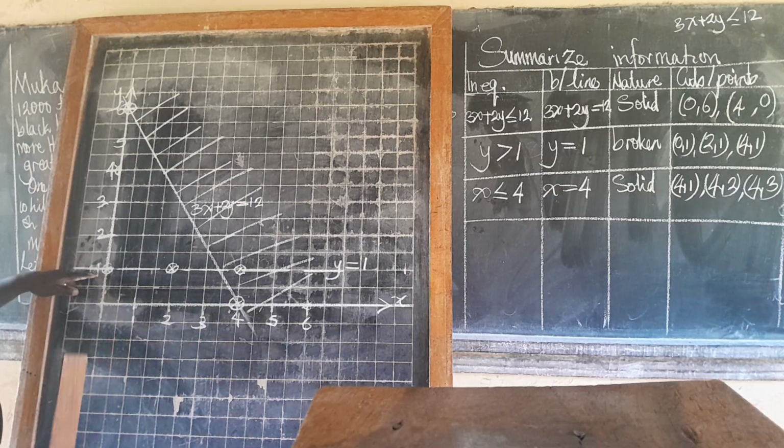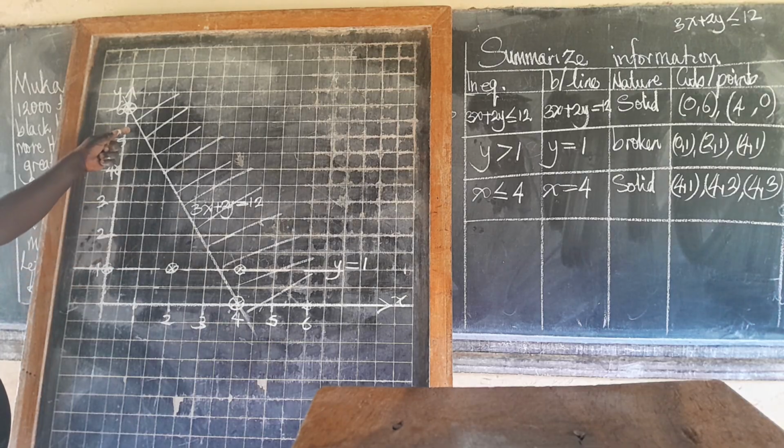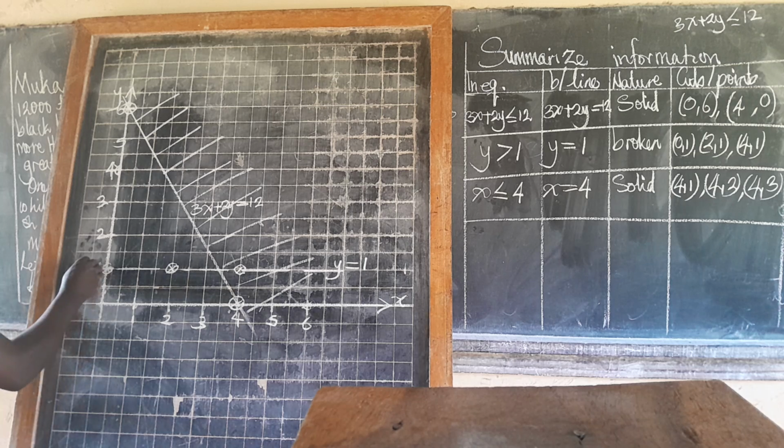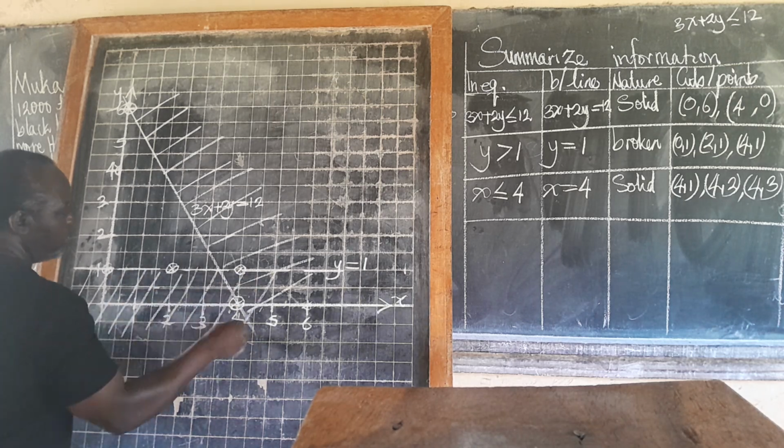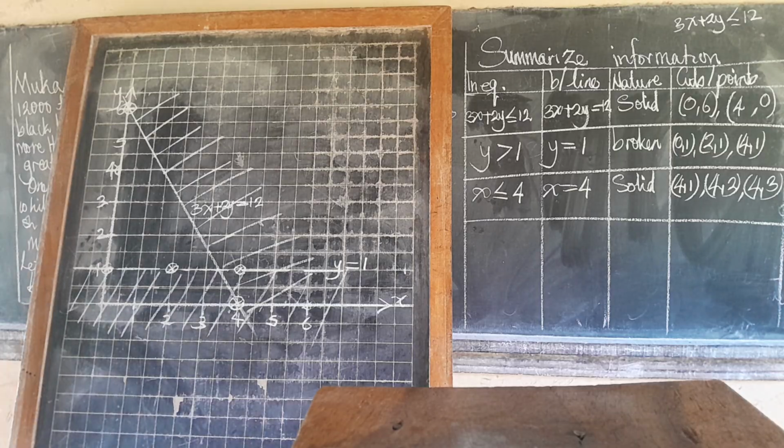Now, if this is 1, is 2 greater than 1 or less than 1? Automatically, 2 is greater than 1. Therefore, this region is the region which is wanted. So we shade the unwanted region, which is this. We are shading that.